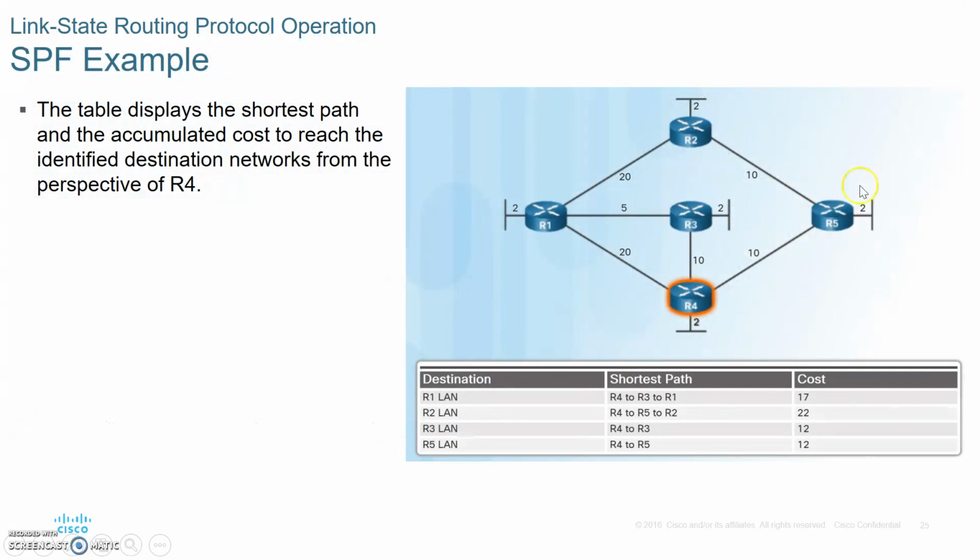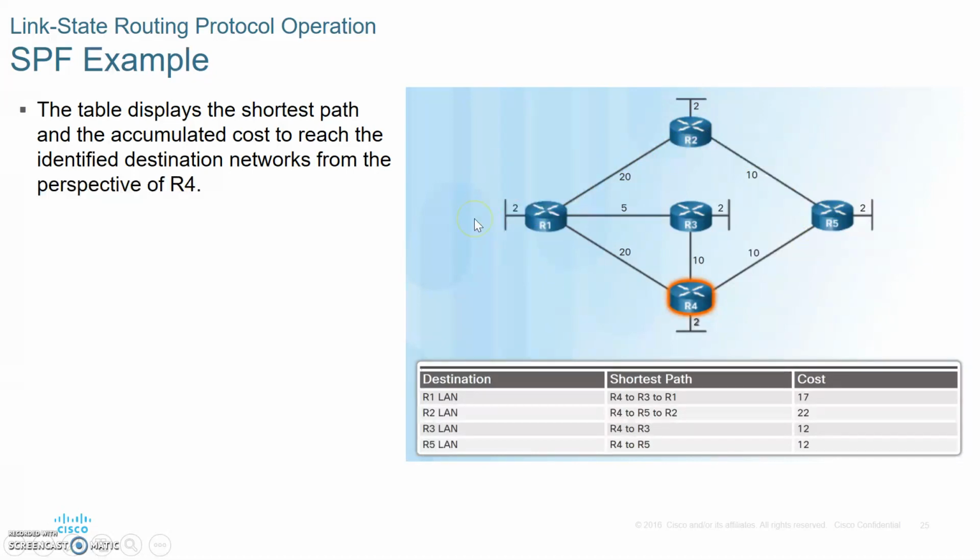Okay, let's look at one of the examples. Let's look at R4. For R4, this table will show the shortest path to the respective local area networks. So we have the R1 network, R2 network, R5 network, and the R3 network. Look at the R1 network, which is over here. There's a few ways to go. One way is to go through here. The other way is to go through here. The third way is to go one round here. So there are 3 ways to reach the R1 network.